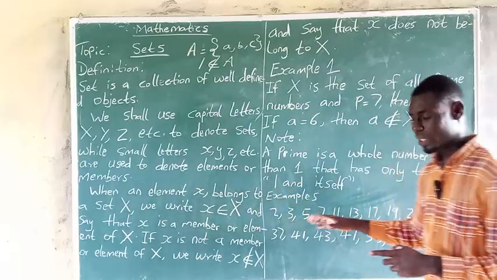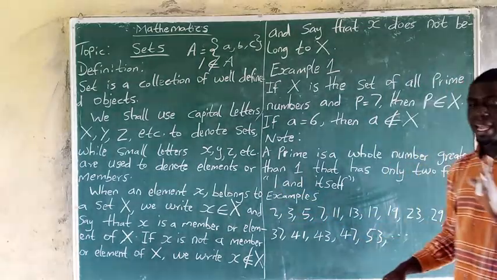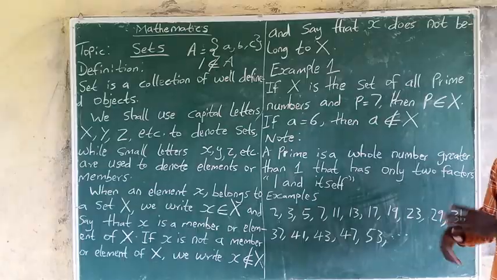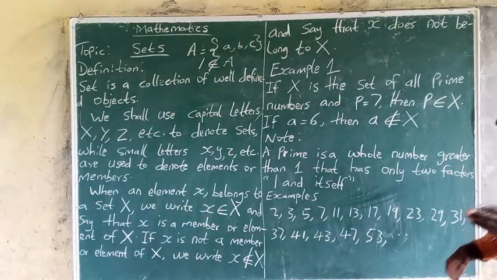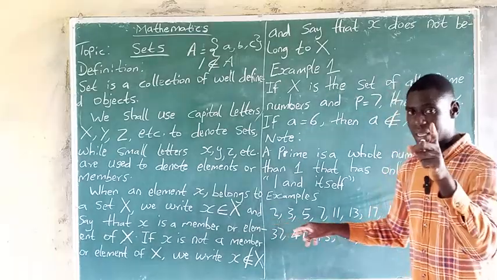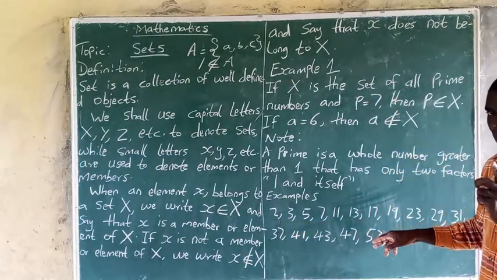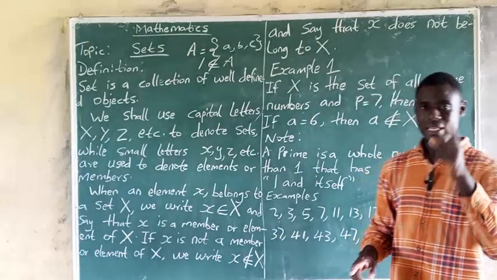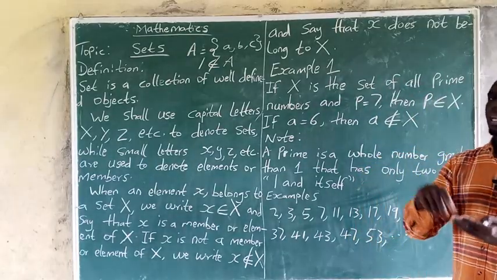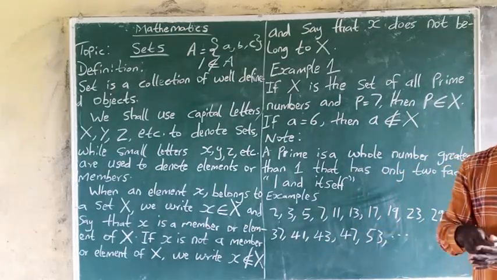So these are examples. This is the beginning of prime numbers. In case you don't know what a prime number is, after this video, I believe you understand what a prime number is. So you start by saying 2. 2 is a prime number because only 1 can divide 2 and 2 can divide 2. So itself and 1 alone.